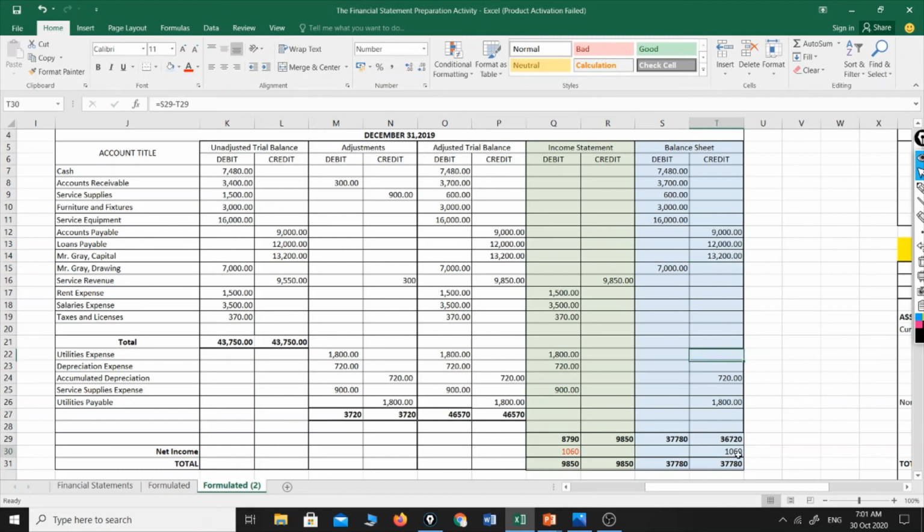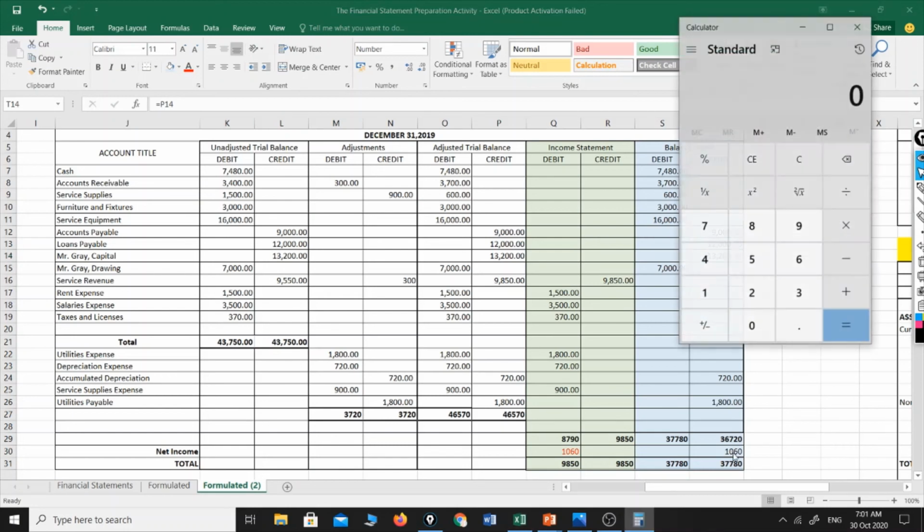Okay? Take note, if it is a loss, therefore the amount is in the debit column. When it is in the debit column, it means a deduction from our capital, just like the drawing. When it is in the credit column, like this, it is an addition to our capital account. So 13,200 plus 1,060, okay, 13,200 plus 1,060 minus the drawing amounting to 7,000.